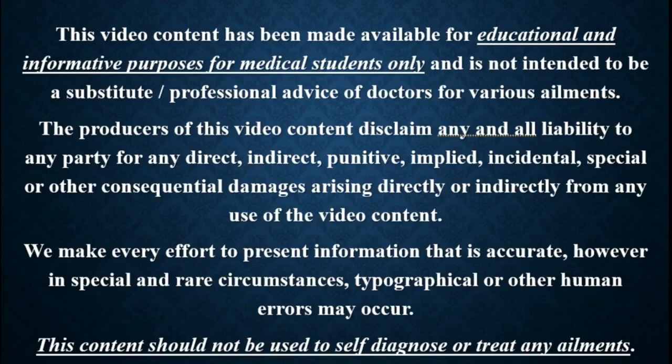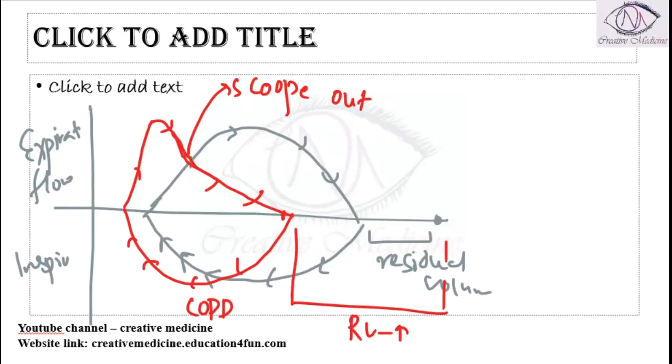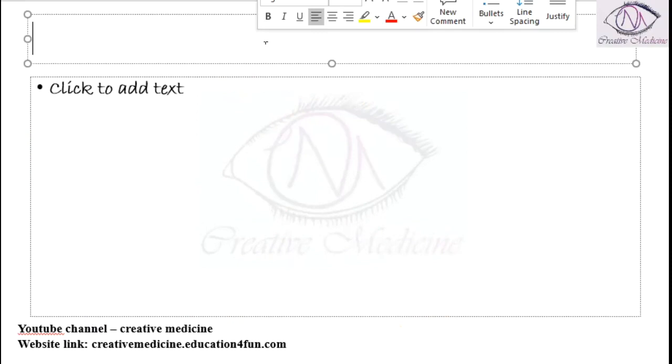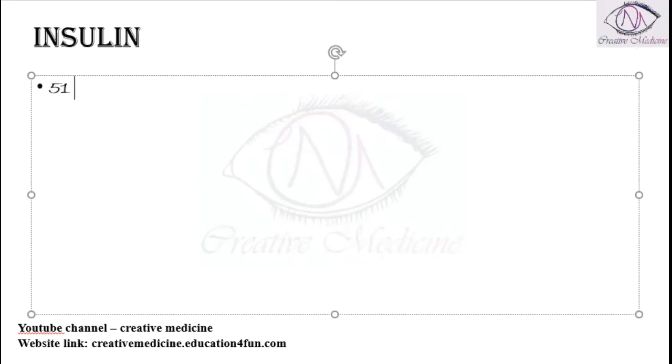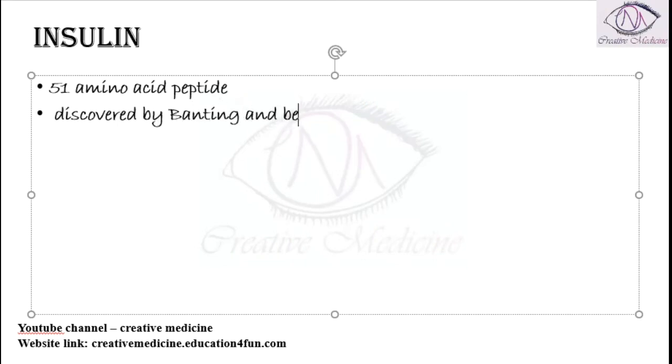In this lecture, we will learn about insulin. Insulin is actually a 51 amino acid peptide. This insulin was discovered by Banting and West in the 1920s.